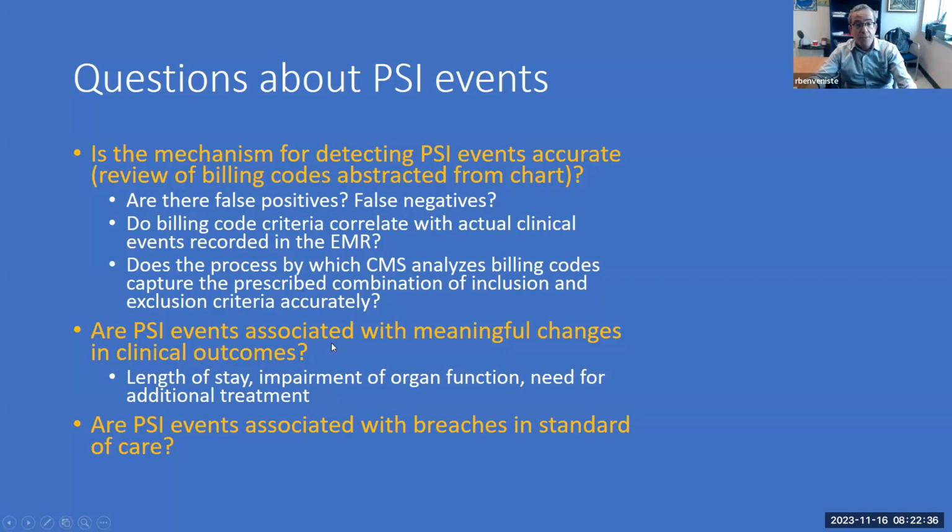Second question is, are these events associated with meaningful changes in clinical outcomes? Hey, if we're going to follow this metric and use it for payment and for ranking, it should really be clinically meaningful and not just a random number. So we decided to look at measures such as length of stay, impairment of organ function at the time of hospital discharge, and the need for additional treatments because of the PSI event. And then when possible, and again, standard of care is such a hard term to define, are these patient safety indicator events associated with breaches in standard of care? We were only able to do that for one type of patient safety indicator event, and we'll look at that when we look at our data.